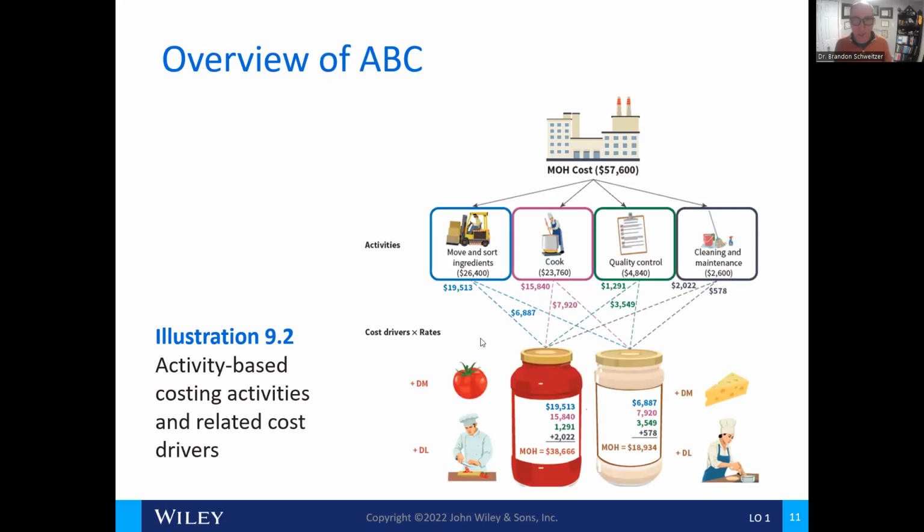Now, here we can see a more refined look at the allocation of manufacturing overhead costs based off of the activity drivers. And we can see based off of that allocation, we have a more accurate, more specific overhead cost applied to those respective products.